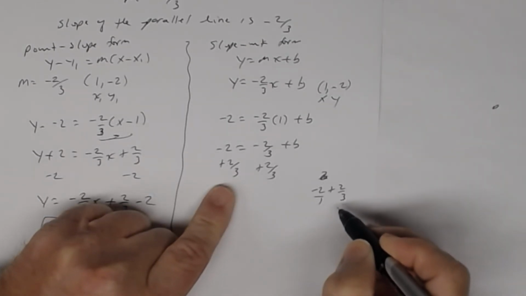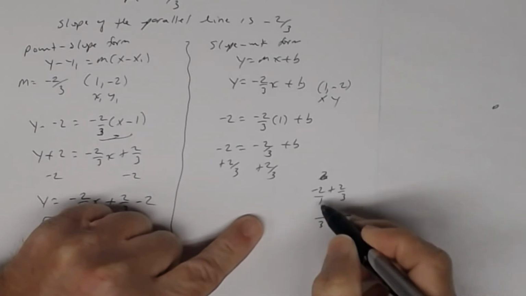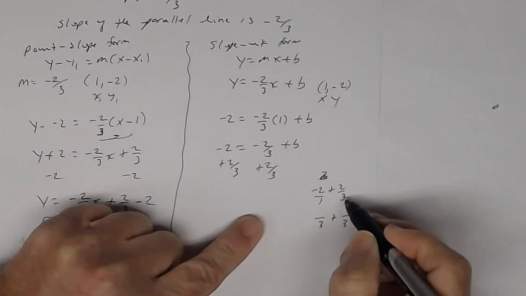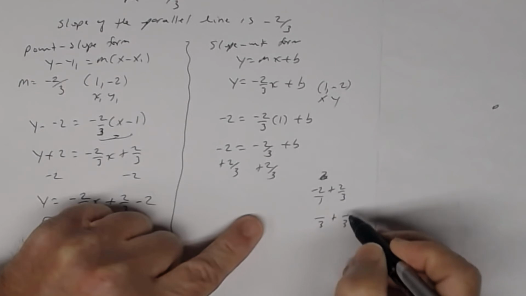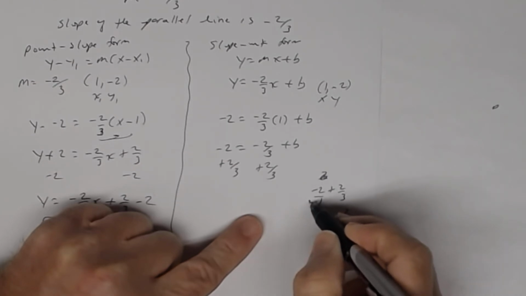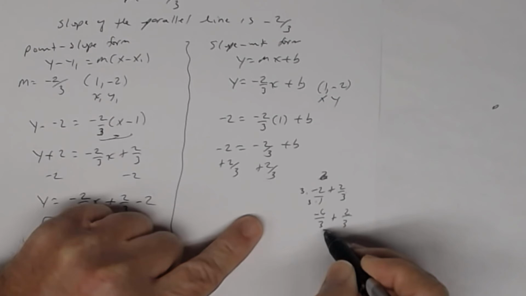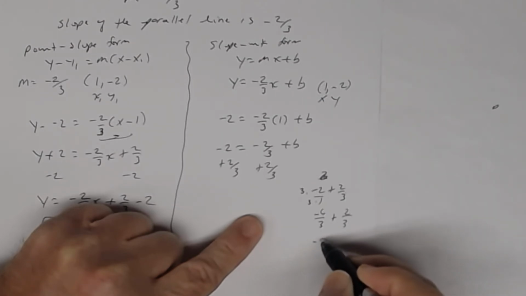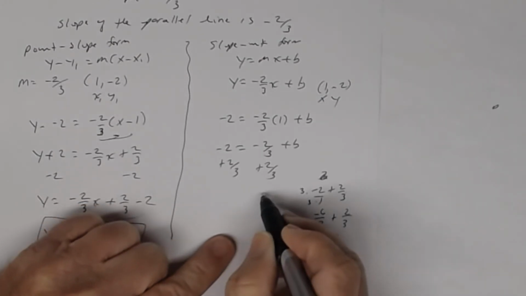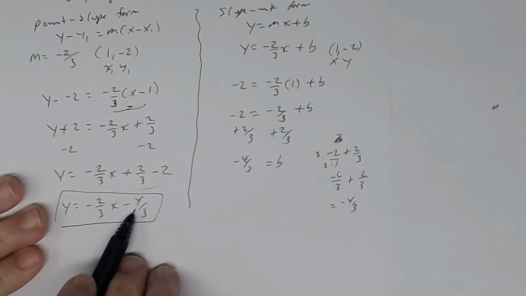Negative 2 plus 2 thirds. The LCD is 3, right? So you're going to find two equivalent fractions with 3 as the denominator. Over here, the denominators are the same, so the numerators have to be the same. So 2 thirds is equivalent to itself. Over here, 1 times 3, negative 2 times 3, so it'll be negative 6. And negative 6 thirds plus 2 thirds is a negative 4 thirds. So I got b to be negative 4 thirds, which I knew it had to be because of this.